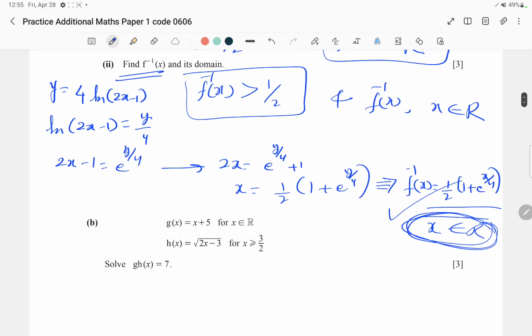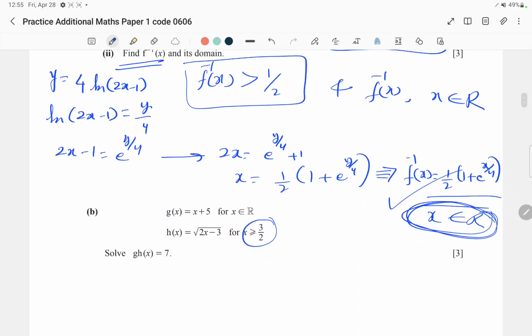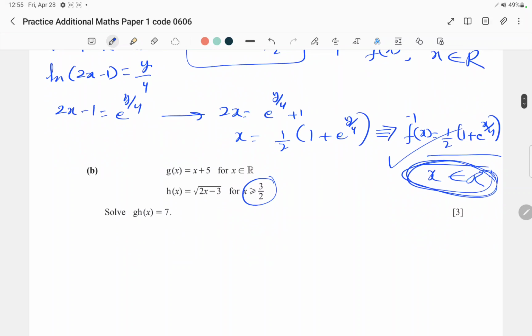Now g(x) is given, h(x) is given, but here the domain of h(x) is x greater than 3 over 2. Solve g of h(x). So here you can put h(x). When you put h(x) over here, then g of h(x) will be h(x) plus 5, which is 7.